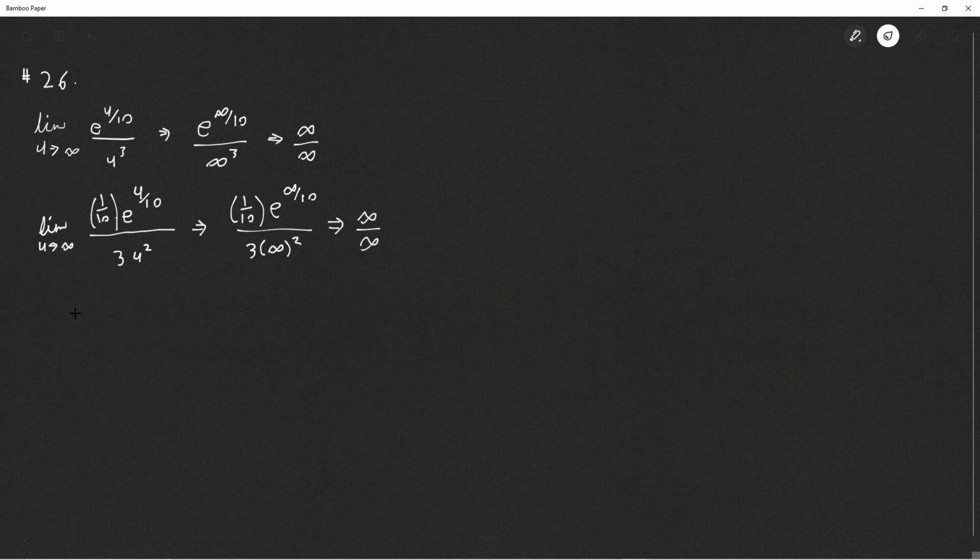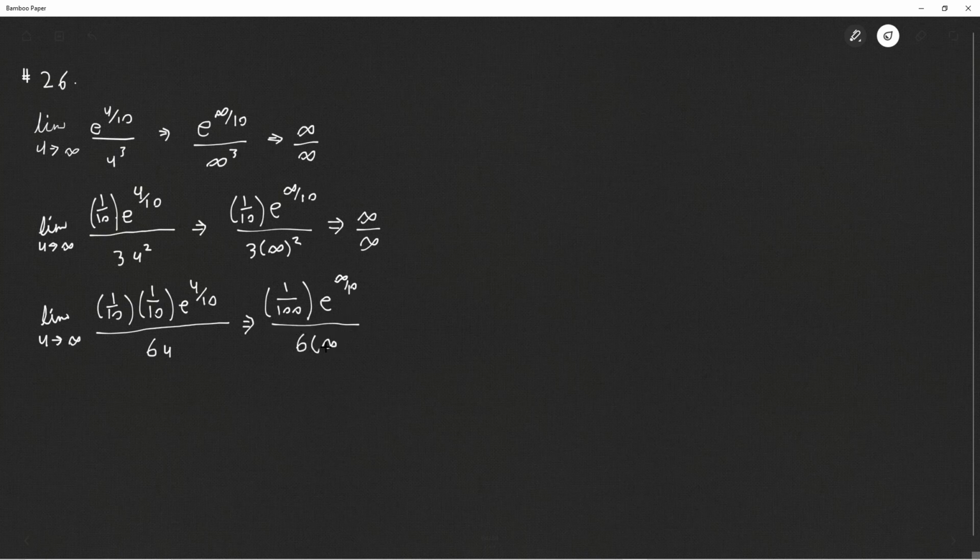So we need to take the derivative again. So now we get the limit as u approaches infinity of 1 over 10 multiplied by 1 over 10 multiplied by e to the u over 10 divided by 6u, which if we plug in, we'll get 1 over 100 multiplied by e to the power of infinity divided by 10 divided by 6 multiplied by infinity, which again will be infinity over infinity.